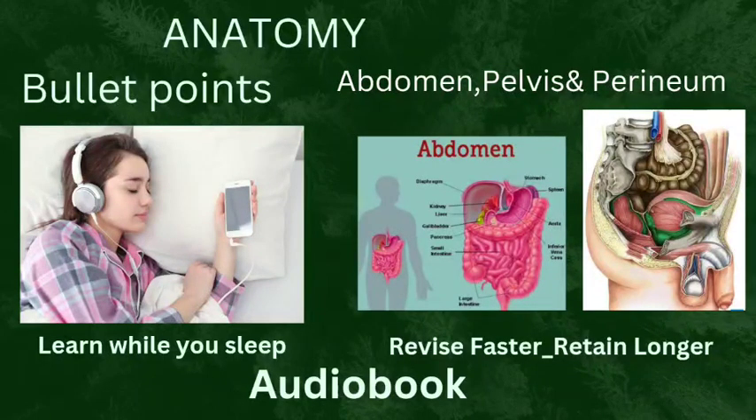Bullet points regarding abdomen and pelvis and perineum. Transumbilical and median plane divide the abdomen into four quadrants. Transversalis fascia lines most of the abdominal wall and covers the deep surface of transverse abdominal muscle.